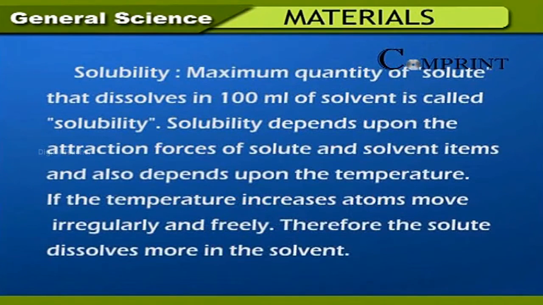Solubility. Maximum quantity of solute that dissolves in 100 ml of solvent is called solubility. Solubility depends upon the attraction forces of solute and solvent atoms and also depends upon the temperature. If the temperature increases, atoms move irregularly and freely. Therefore, the solute dissolves more in the solvent.